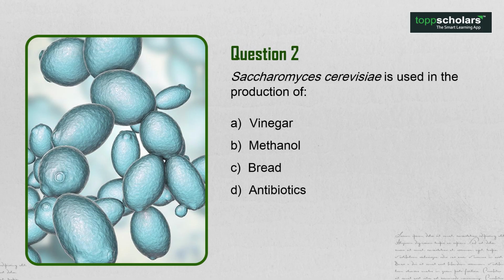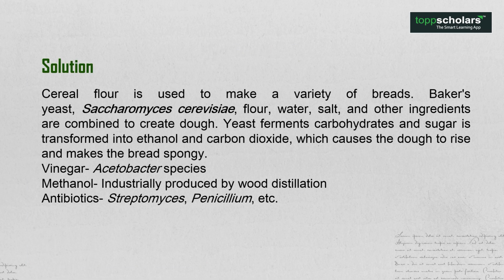Question 2. Saccharomyces cerevisiae is used in the production of A. Vinegar, B. Methanol, C. Bread, and D. Antibiotics. Answer is bread. Solution. Saccharomyces cerevisiae, baker's yeast, is used in bread making.